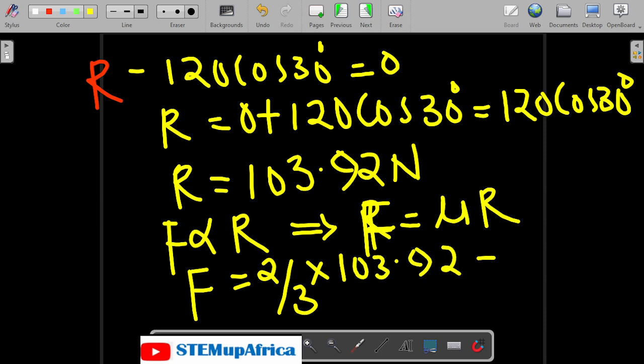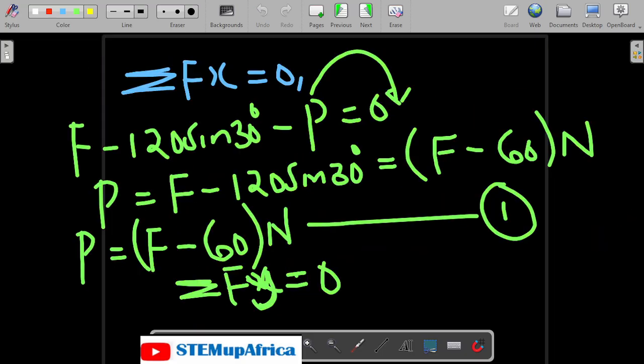103.92 times 2 divided by 3 will give us 69.28 Newton. So let's substitute the frictional force now into equation 1 to find the force P.